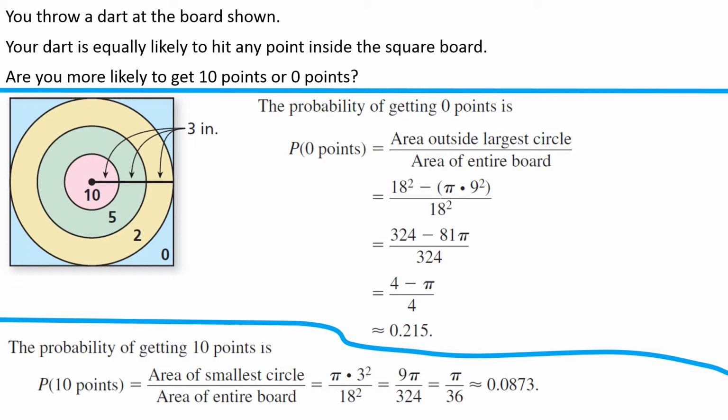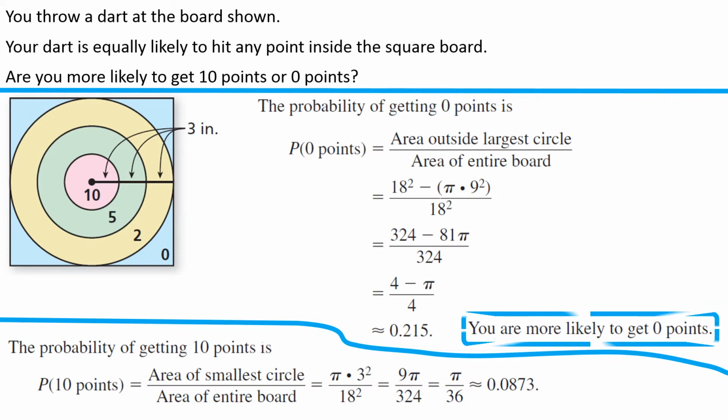Alright, so since I'm trying to compare these, I'm like, well, which one's larger? Well, 0.2 is much larger. So because 0.2 is a lot larger than 0.08, I'd be more likely to come up with 0 points instead of 10 points. And if you look at the picture, it's kind of like I got the 4 different corners up there that count as 0. And yeah, they look like they're bigger than that bullseye if you put them all together.